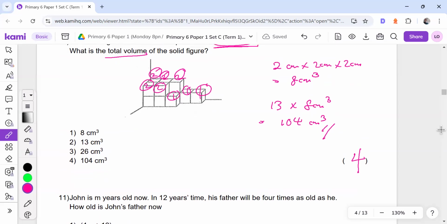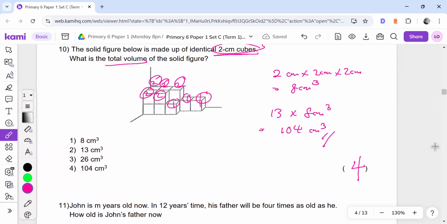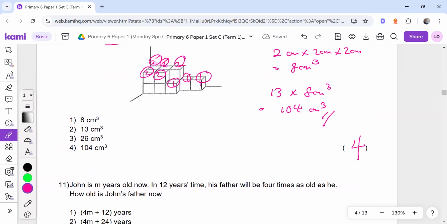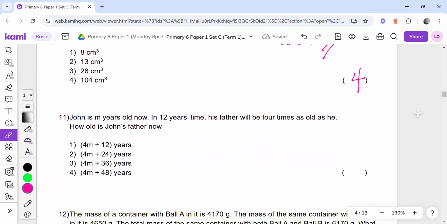Okay, question 11. Okay, copy down ready? Okay, let's go to question 11, algebra. Those who learn algebra in my class, you should know.